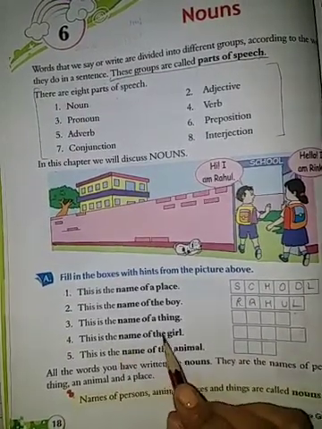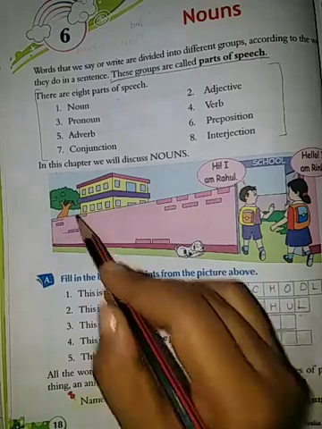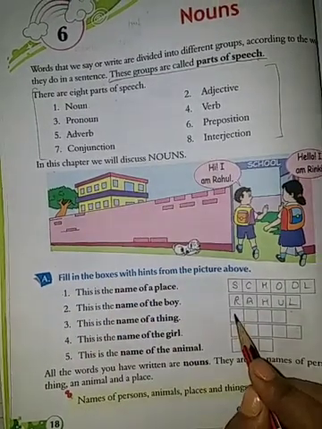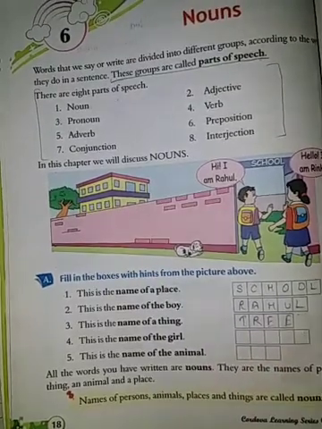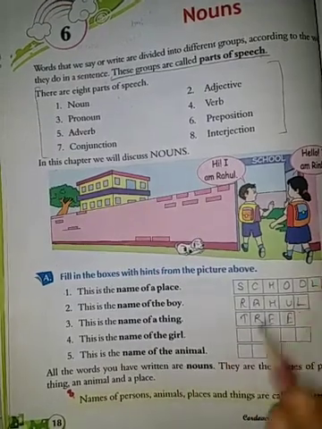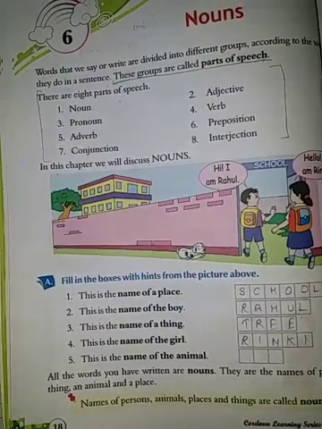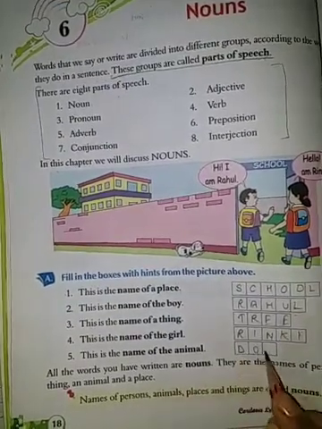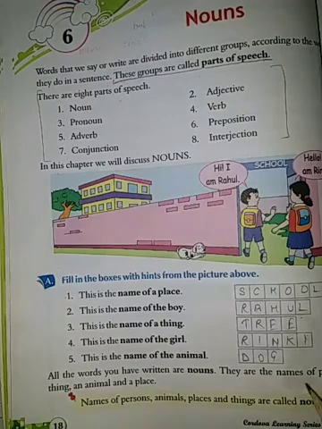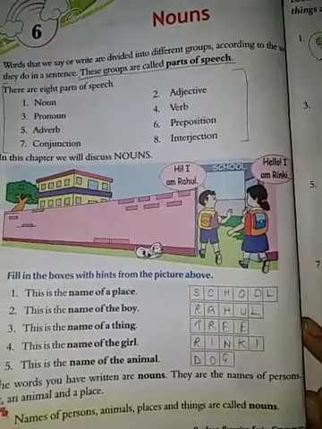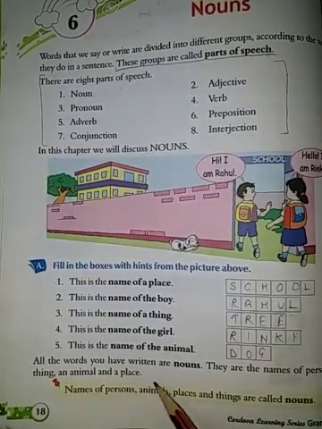This is the name of a thing. Which thing do they have? Tree. This is the name of a girl. The girl's name is Rinky. This is the name of the animal. We all know that the animal is a dog. All the words you have written are nouns. They are the names of persons, a thing, an animal, and a place.